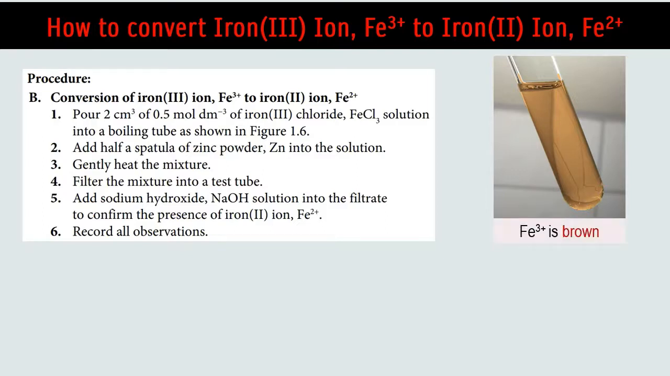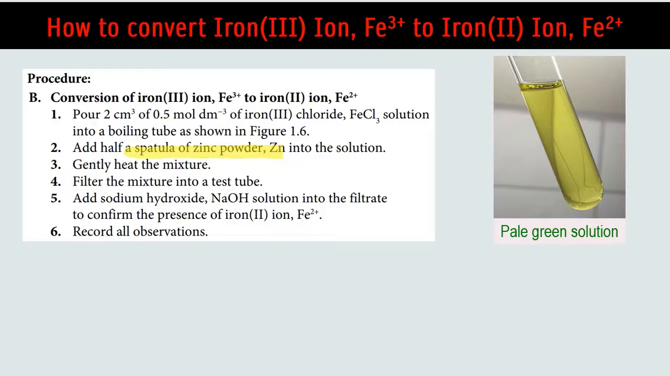We have to add a spatula of zinc powder into the solution in order to change the iron 3 ion to iron 2 ion solution. Before that, we need to gently heat the mixture and then filter the mixture to remove the excess zinc powder. Now, the iron 3 ion, the brown solution, has changed to pale green. This indicates the reaction has occurred.